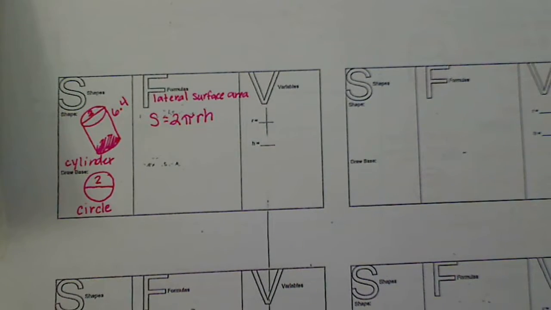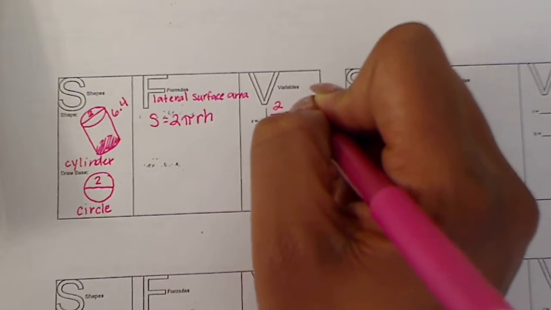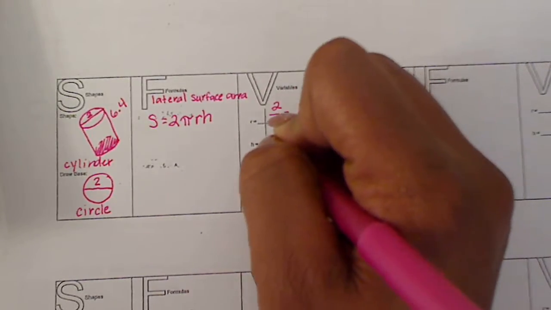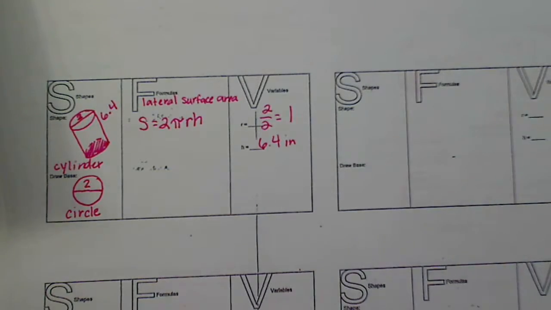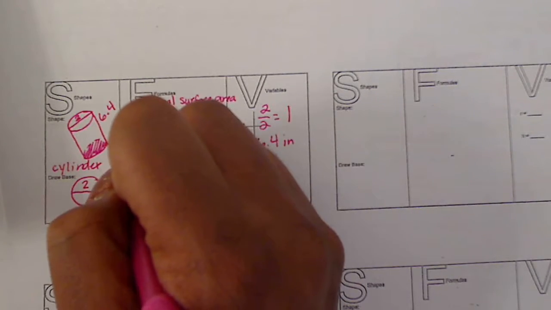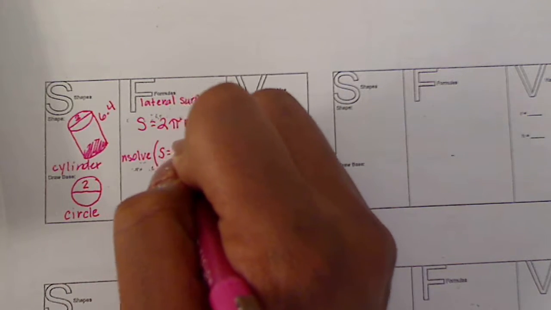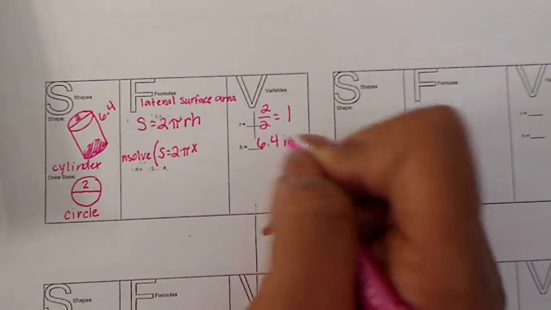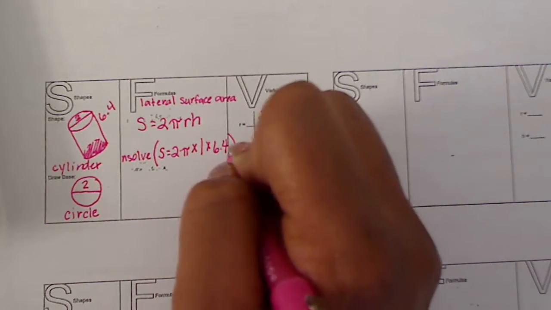Now I need to identify my variables. What is my radius? 1. I'm given a diameter of 2. I divide that by 2, and my radius is 1. What is my height? It's given to us at 6.4 inches. Okay? So now I have everything I need to solve my problem. I'm going to do insolve, menu 3-1, S equals 2 times pi times the radius of 1 times 6.4, comma S.